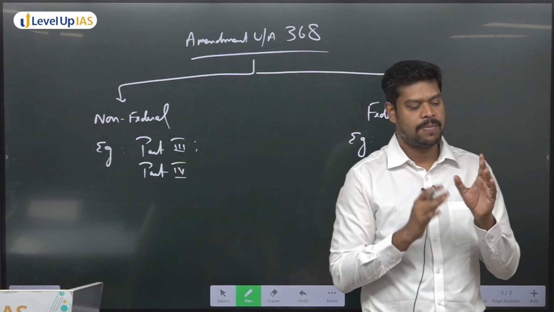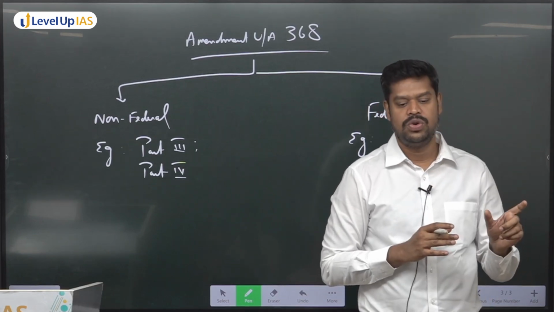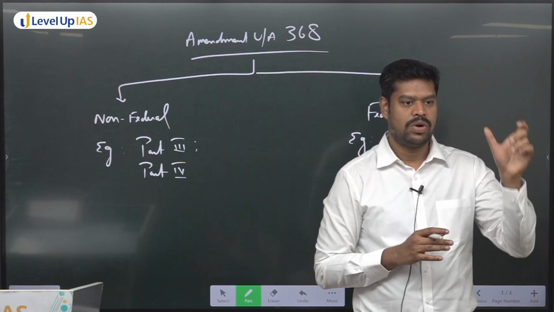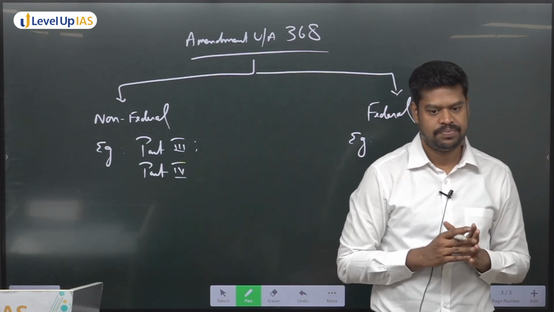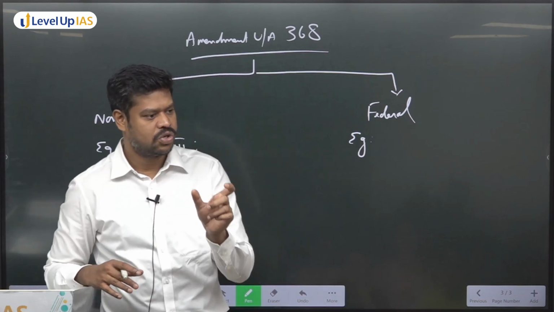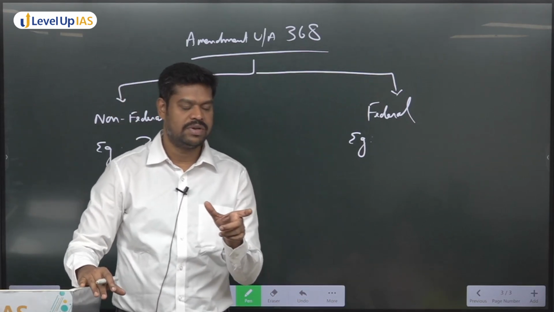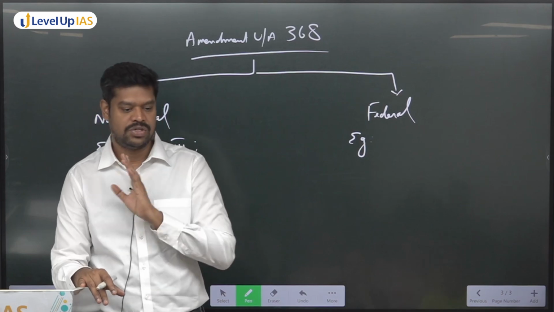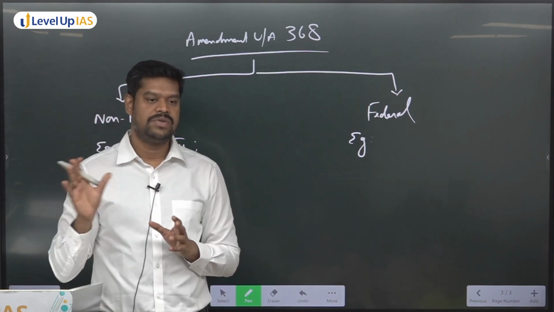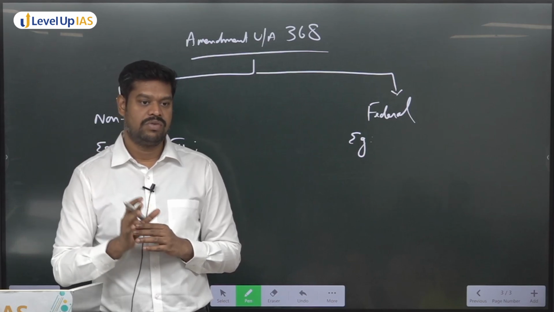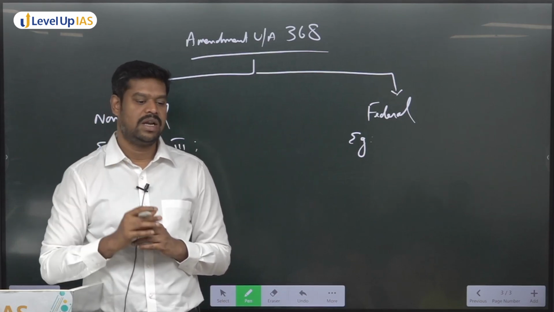It only means that there is a list which is called the union list. It has a list of items on which who can make the laws? Only the parliament can make the laws. And then there's a list of items given in the state list, which is also list 2 in Schedule 7. And who can make laws in list 2, that is the state list? Only the state legislature. And there's also something called the concurrent list. The concurrent list has certain items on which both the parliament as well as the state legislature can make laws.